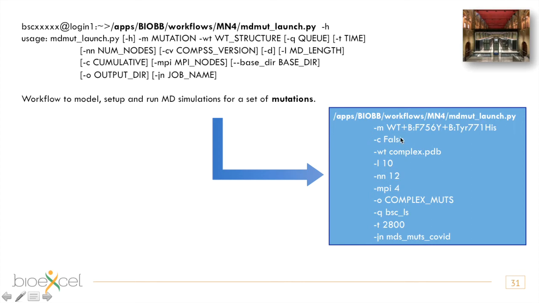I don't want the mutations to be accumulated. That means that I will have a system with the wild type. I will have a system at the end with these mutations, and another one with just these mutations. And this is the wild type protein. This is the length of the simulation, number of nodes, MPI nodes, the same as before, nothing else. It's really, really easy to run this workflow.